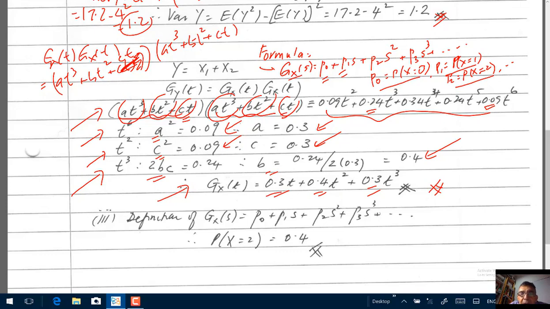Okay, let me say it again. This is the definition of the PGF, where P naught is probability x equals 0, P1 is probability x equals 1, P2 is probability x equals 2, and so on. So looking at my generating function PGF of x, I can write down the probability of x equals 2 straight away. I'm just looking at this number here, the coefficient of t squared, which is 0.4, and we are done.